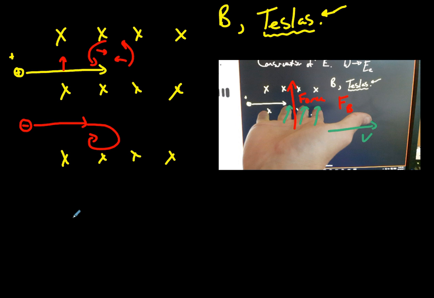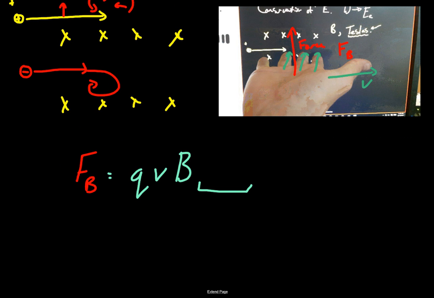Okay, so what we can do with this is we can give you now a formula that describes what's happening here, and that is this. The force experienced, FB, is equal to Q, that's the size of the charge, times the velocity, times B, the magnetic field strength. Okay, now there's a little bit more appended on here. I'll talk about that in just one second.